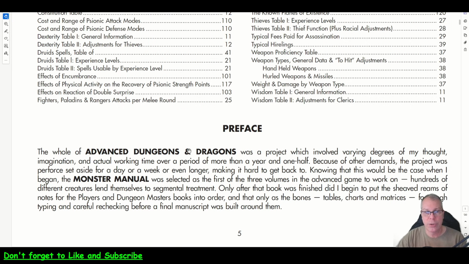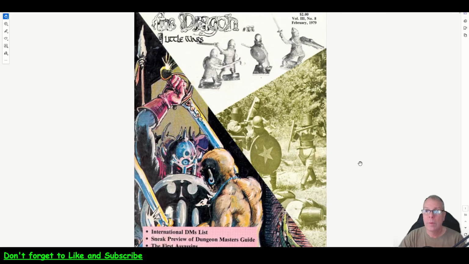But again, we got the Monster Manual and we've got the Player's Handbook, but no one has a way to tell how to hit except for the small to-hit tables that were in the original Dungeons and Dragons brown box. It's the white and brown box that they had at the time. So that brings us to February of 1979.